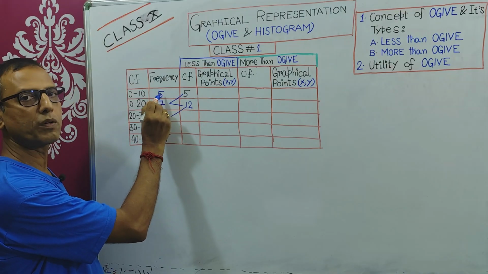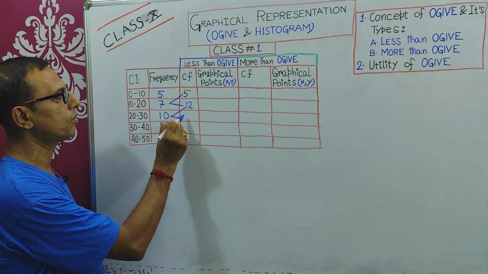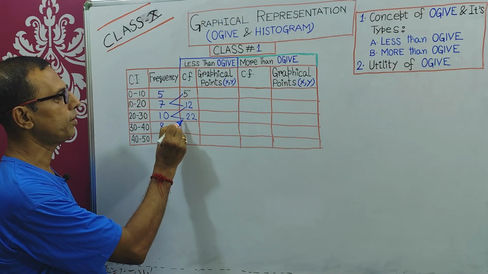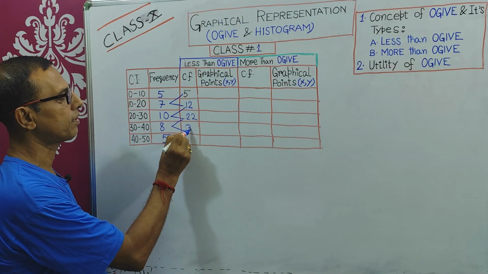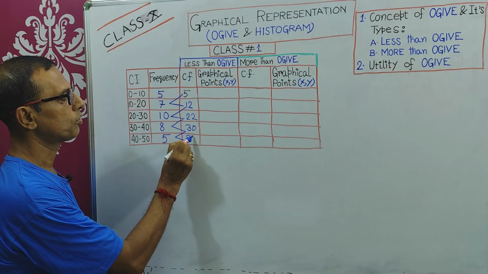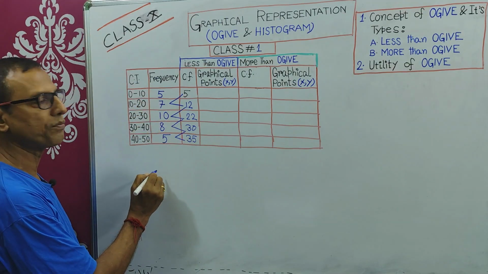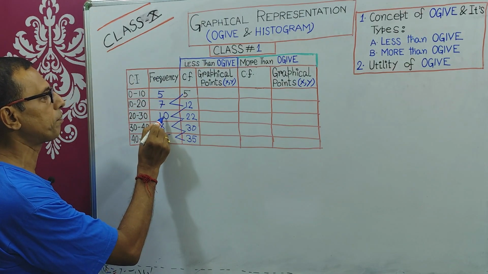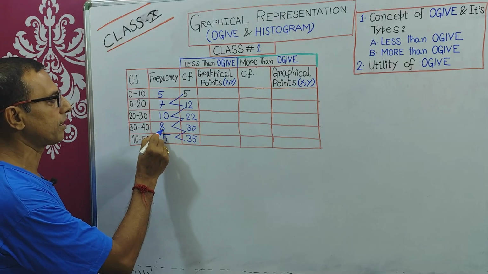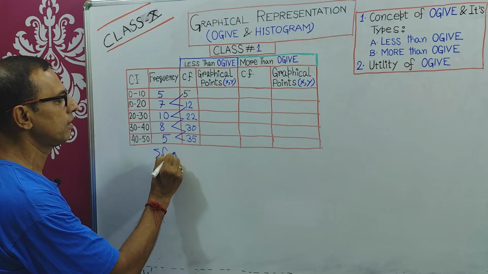So the first one is 5. 5 plus 7, 12, 12 plus 10, 22. 22 plus 8, that is 30. 30 plus 5, that is 35. So actually, if you sum up the entire frequency, that will come to 35. 5 plus 7, 12, 12 plus 10, 22, 22 plus 8, 30, 30 plus 5, 35. So actually the summation of F is 35.